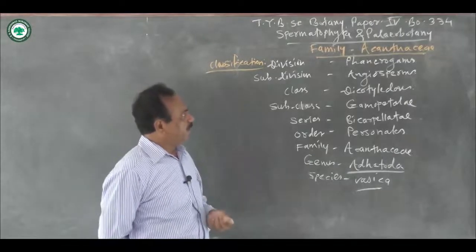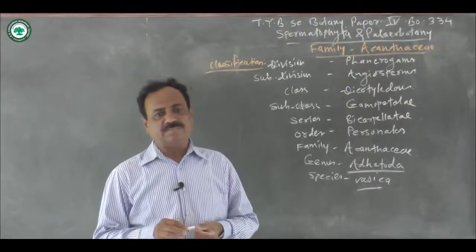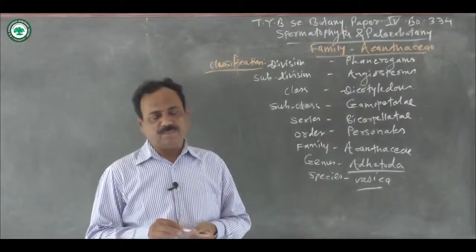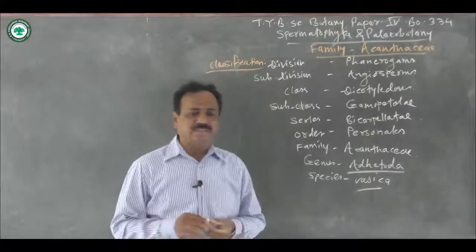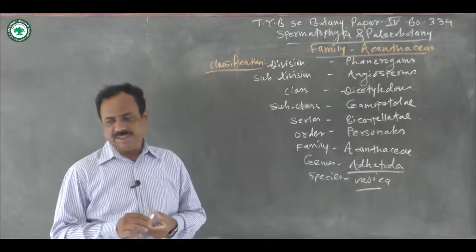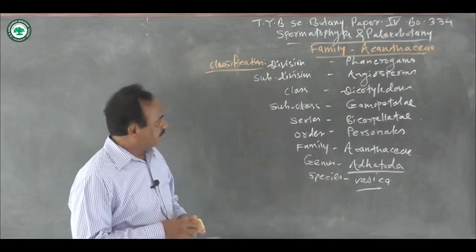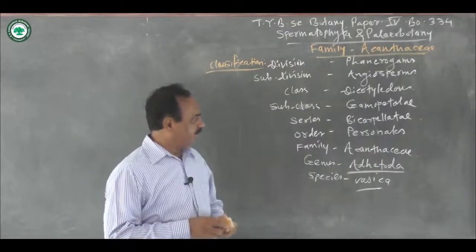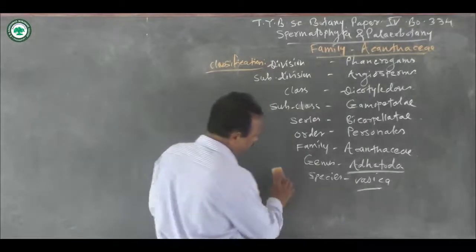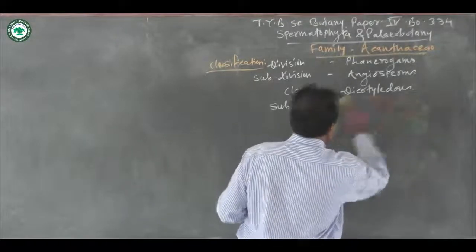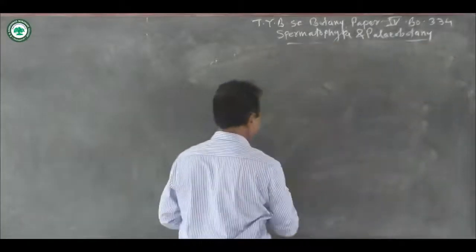So the family Acanthaceae shows the classification like this: division phanerogams, subdivision angiosperms, class dicotyledons, subclass Gamopetalae, series Bicarpellatae, order Personales, family Acanthaceae, genus Adhatoda, and species vasica, its example. Now let us see about the morphological characters of the family.